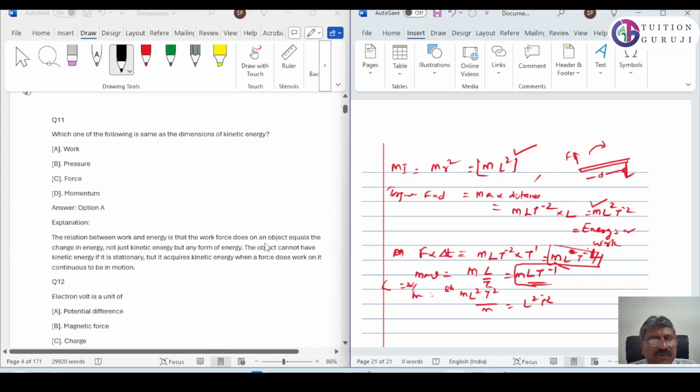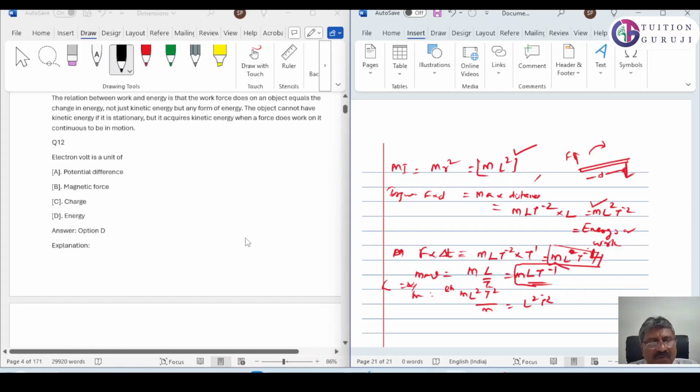Next question is, which of the following is the same as the dimension of kinetic energy? It is very clear. Kinetic energy is an energy, and among the given answers, work and energy are the same. So the answer is option A, work.